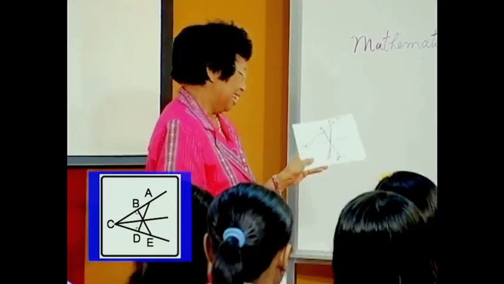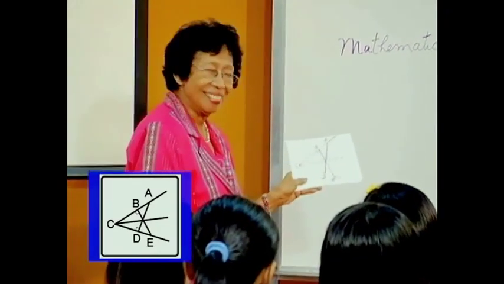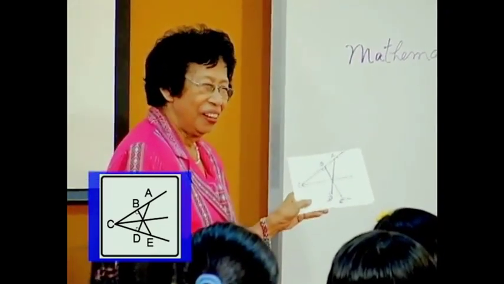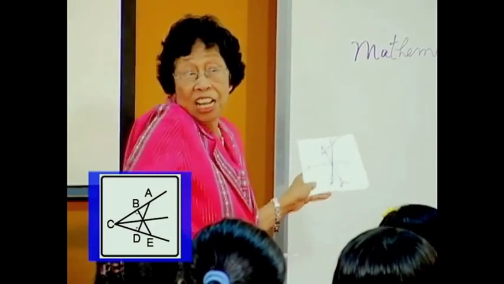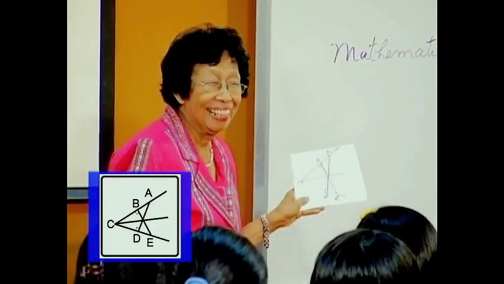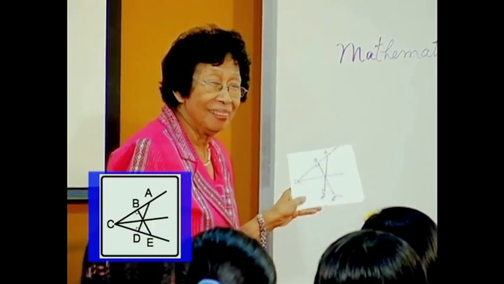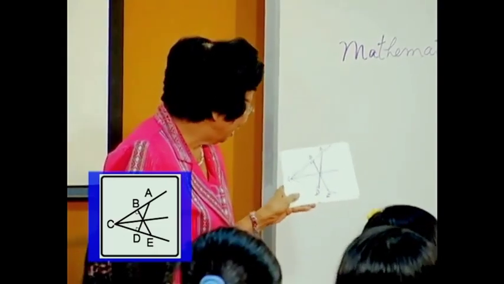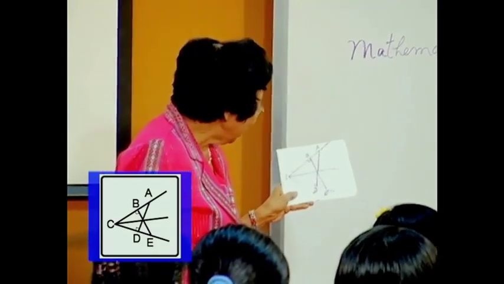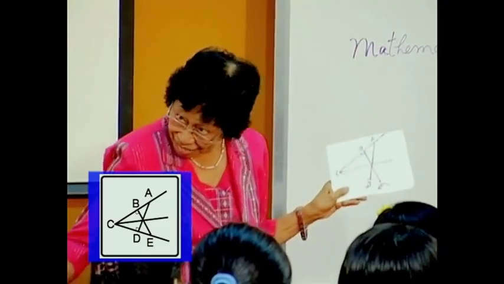Yes? Let's see. Angeline. Line AC intersects line CD. Yes. They intersect. What else? Also, line BE intersects line AB. And what kind of intersection is made? What's the relationship? Line BE is perpendicular to line AC. Okay. Is that right? Yes.